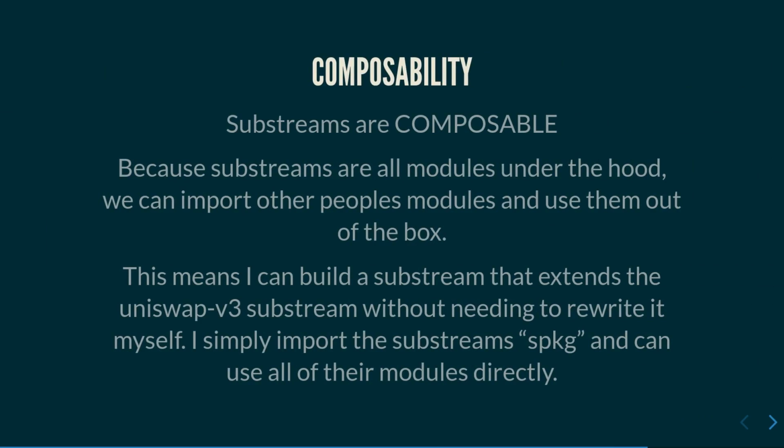So substreams are also composable, and because substreams are all modules under the hood, we can import other people's modules and use them out of the box. So this is really cool because this means that I can build a substream that extends another user's substream without needing to rewrite it myself. So in subgraphs, if you wanted to do something similar, you would have to rewrite or reuse all of their code directly. Whereas here, we can use an import statement and just import their spkg package, which is a special file format meant for streaming fast packages or substreams packages. And then we have access to all the modules directly. So we can use the Uniswap v3 modules in my Substream if I felt like it.